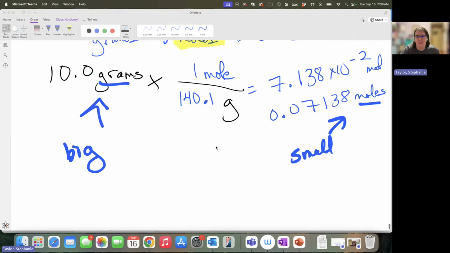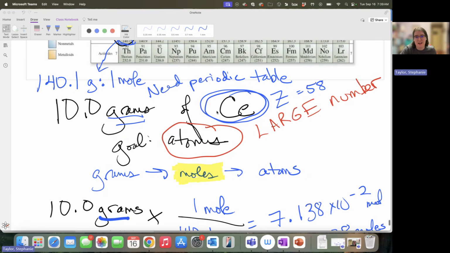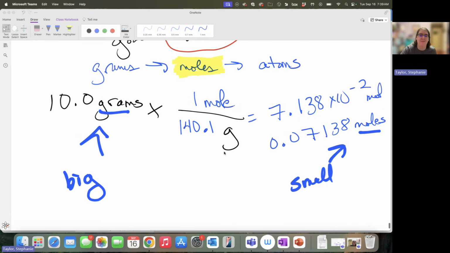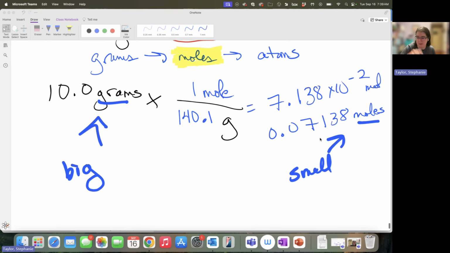Okay. Have I solved the problem yet? No. So the goal is to go from 10 grams of cerium to atoms of cerium. We have gone ahead and gone from my 10 grams to moles, noting that my gram number was 10, my mole number is 0.07 stuff. So my mole number is smaller.